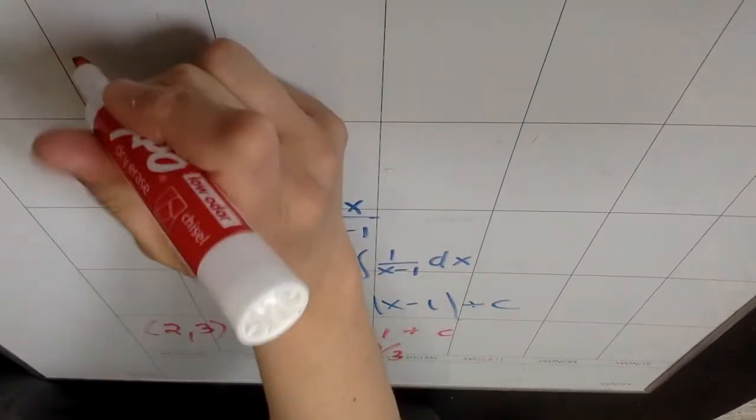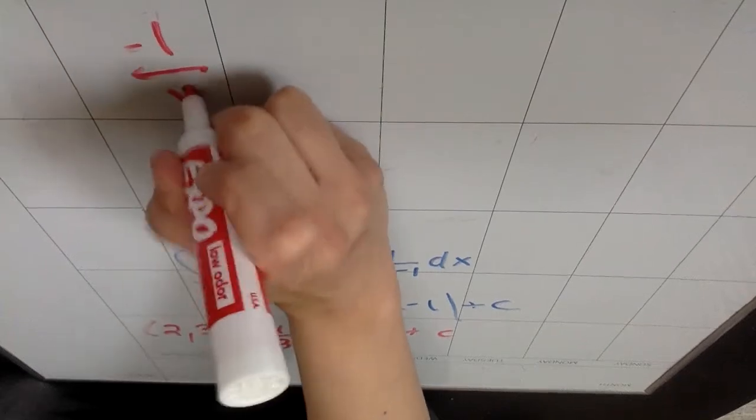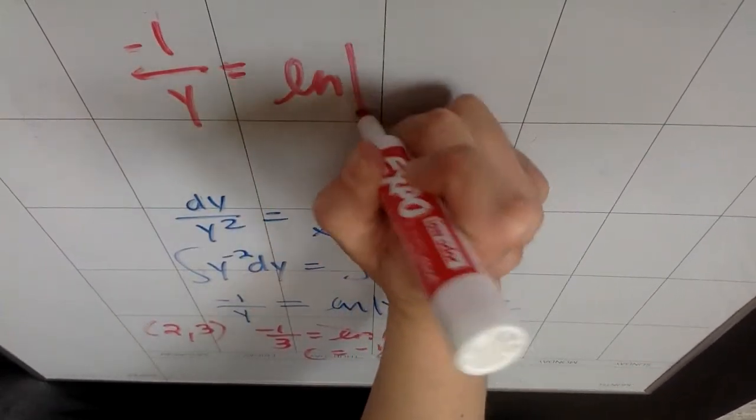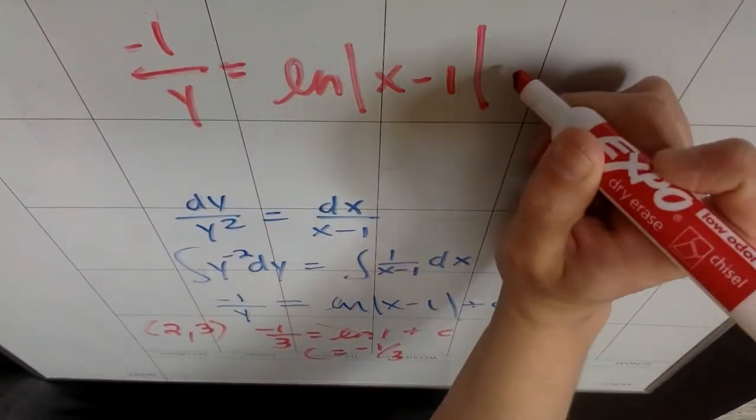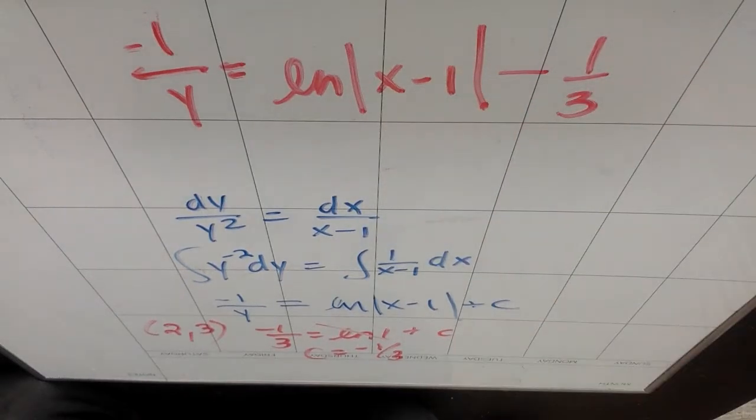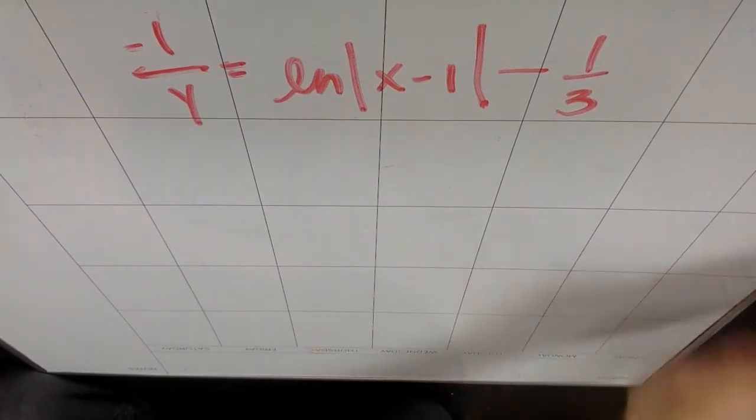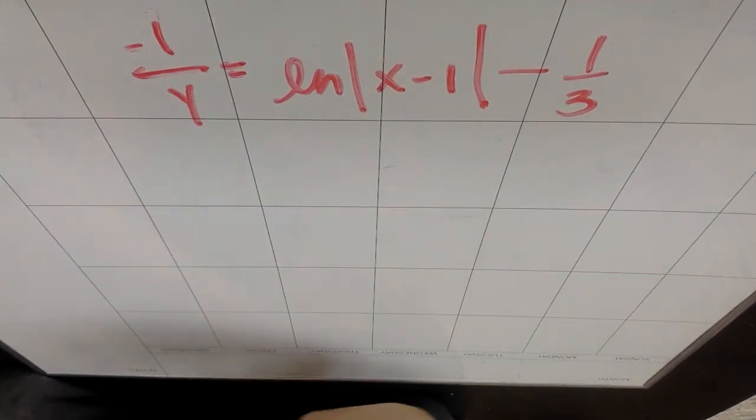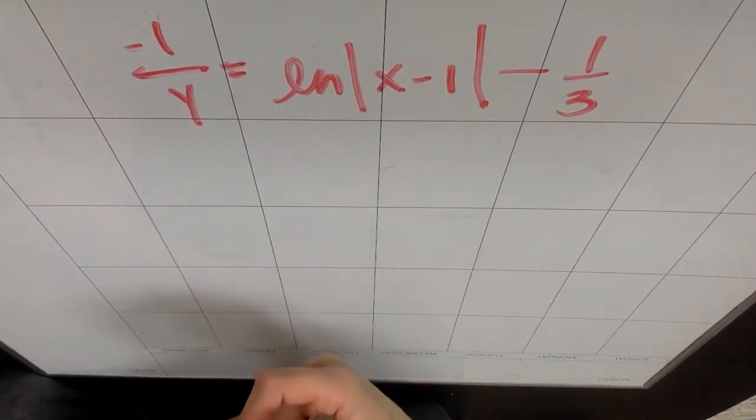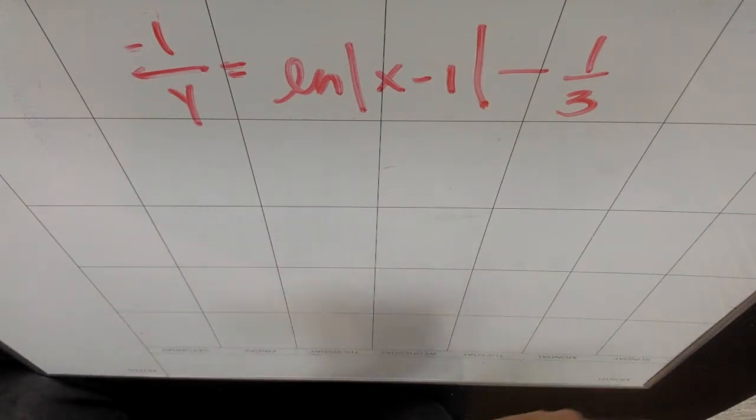So let me actually give myself some space. So what I have now is -1 over y equals the natural log of the absolute value of x minus 1 minus a third, right? That's my answer so far. So the last thing I have to do is, because they said y equals f of x, that means y is some function of x, so you're going to have to solve for y.